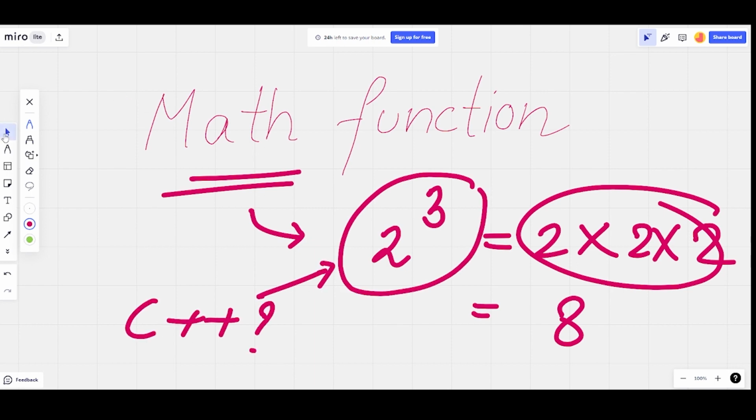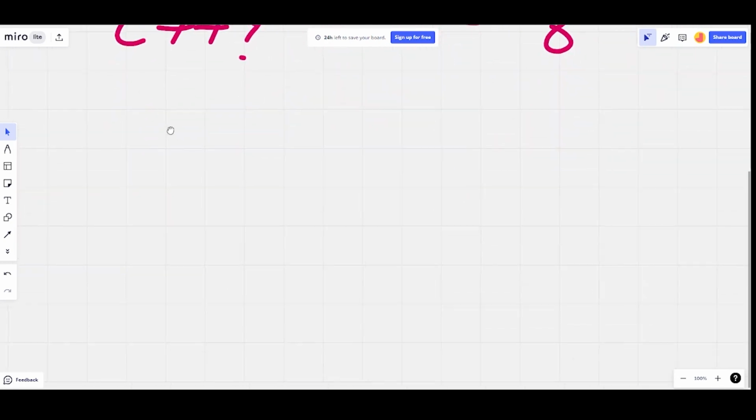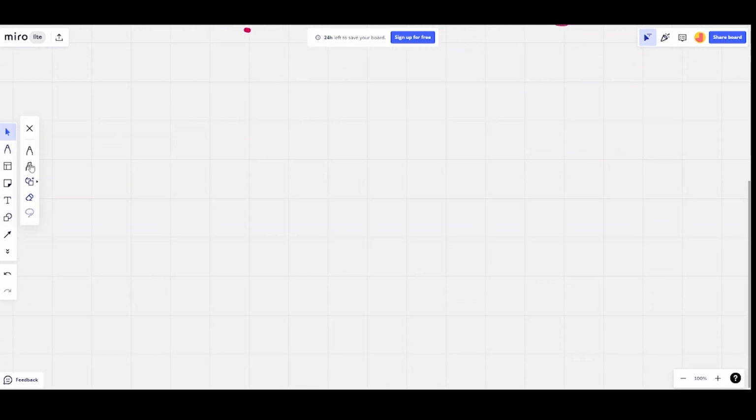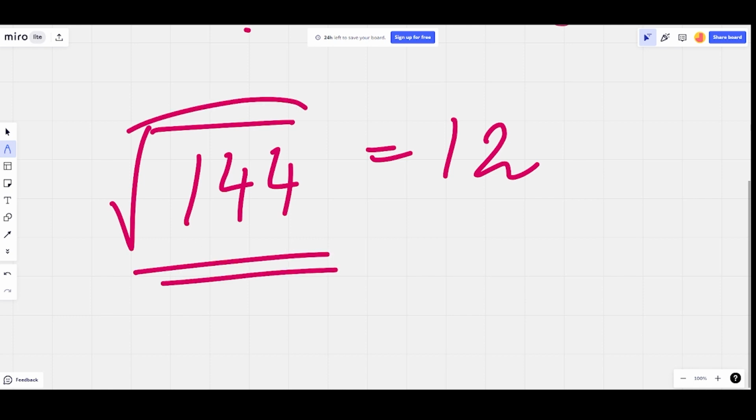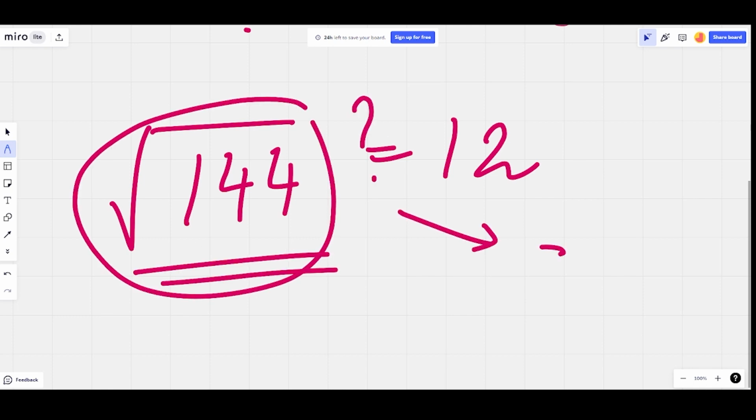What if we have a scenario where the problem is, let's say, the square root of 144? Now we know that the answer is 12, but how do we write this in C++? For these kinds of problems, we have certain math operations which have been made.